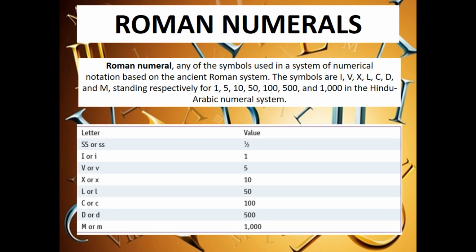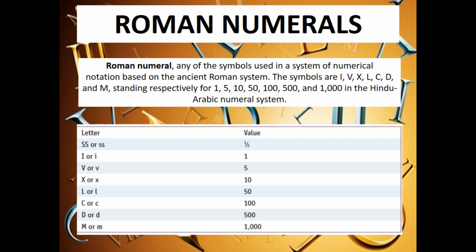Roman numerals: any of the symbols used in the system of numerical notation based on the ancient Roman system. The symbols are I, V, X, L, C, D, and M, standing respectively for 1, 5, 10, 50, 100, 500, and 1000 in the Hindu-Arabic numeral system. Okay? So if you're going to write it as a Roman numeral, we have the letters. Pero if you're going to represent it as Arabic numeral, then we have the numbers.